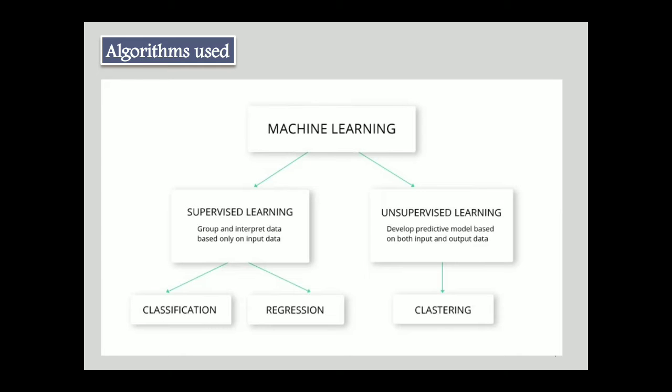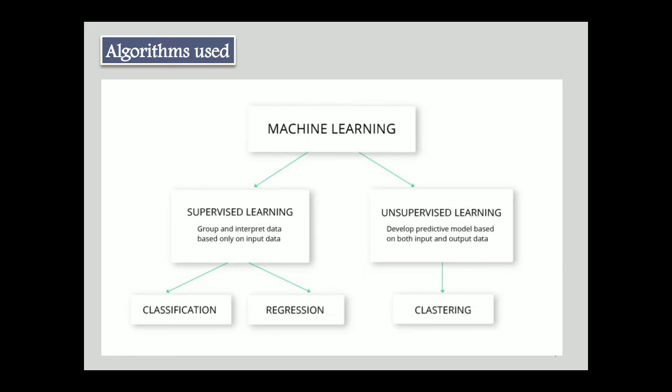The algorithms used in machine learning are of two types, supervised learning and unsupervised learning. In supervised learning, input data is required to develop a predictive model based on both input and output data, while unsupervised learning groups and interprets data based only on input data. In supervised learning there are two types, classification and regression, and in unsupervised learning there is only clustering.